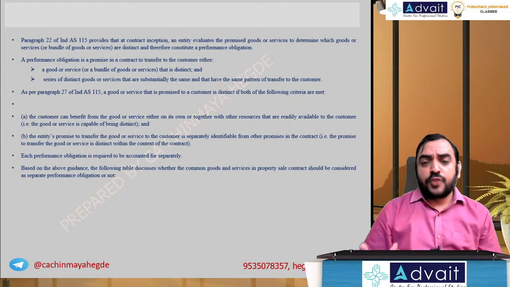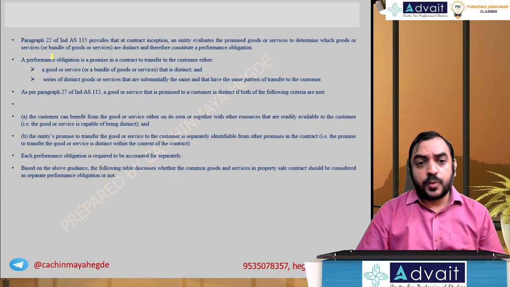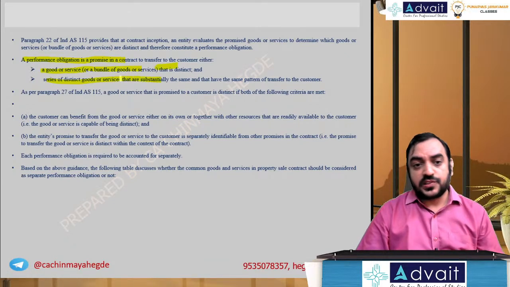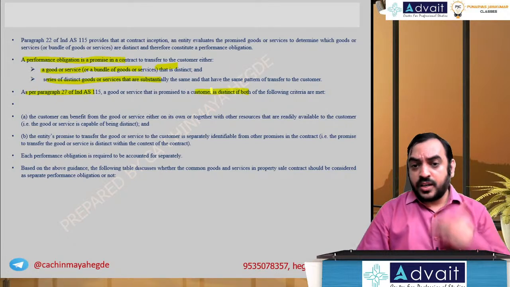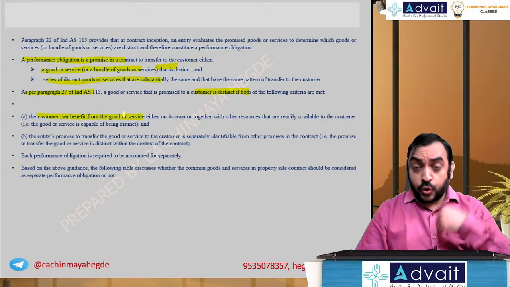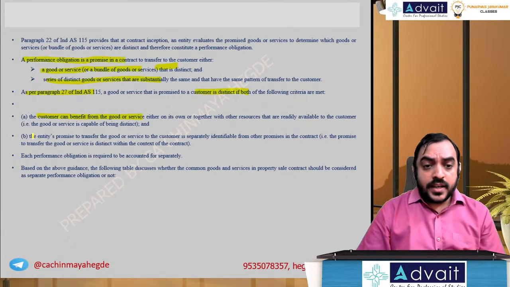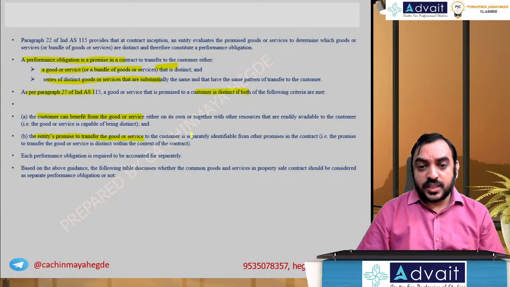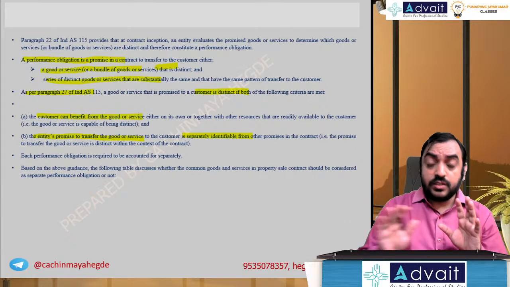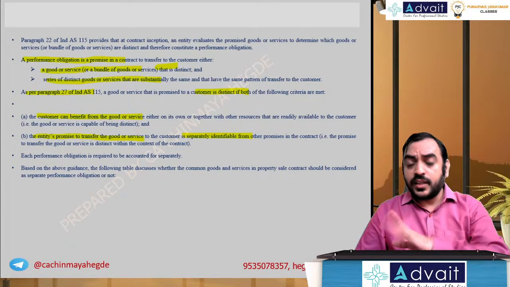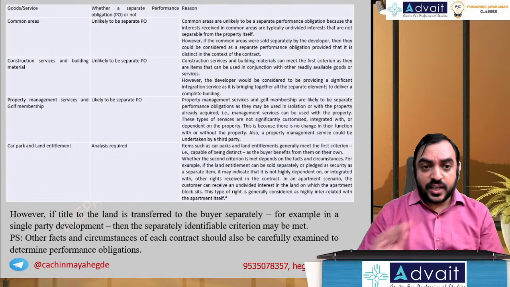First, what the paragraph will tell you regarding the separate performance obligation. A performance obligation is a promise of goods or services, or a bundle of goods or services, that are distinct, or a series of distinct goods or services. And as per paragraph 27, it's distinct if conditions are satisfied. The customer can benefit on its own or with readily available resources. The entity's promise to transfer is separately identifiable, and there should not be significant integration, no customization and no interdependency. If these are also not there, then they are distinct. Let's take them one by one.